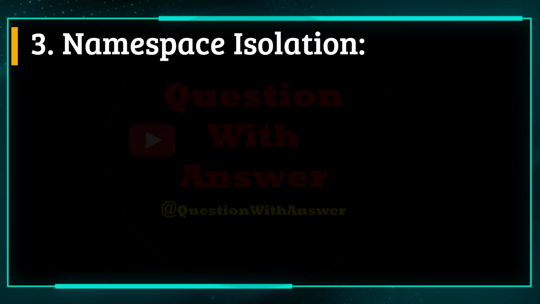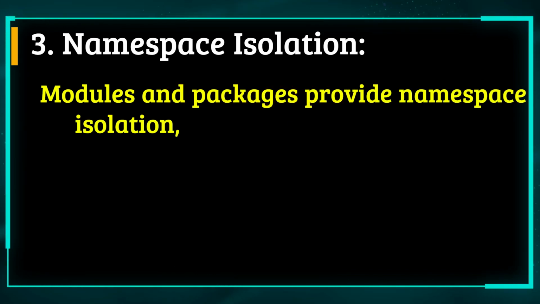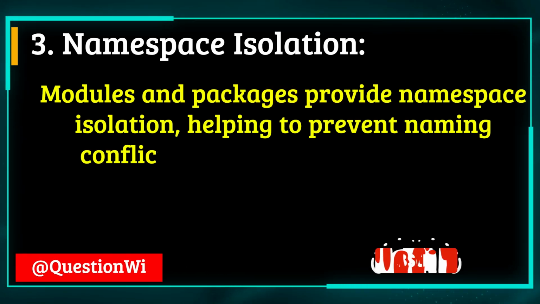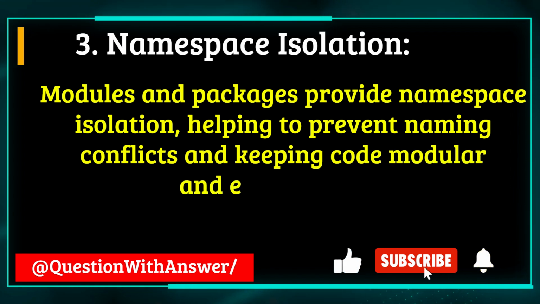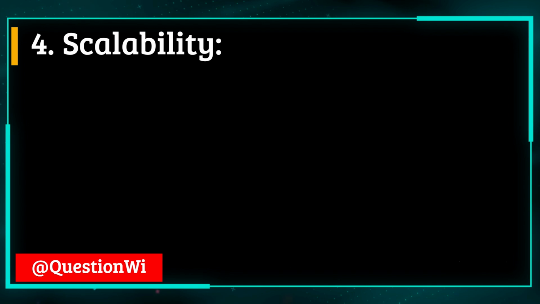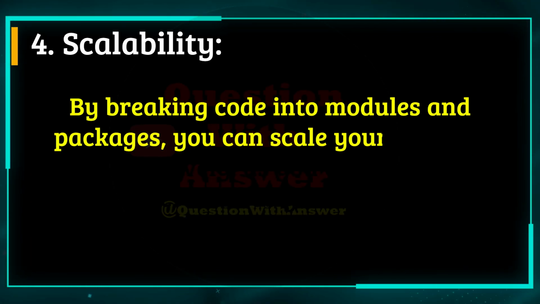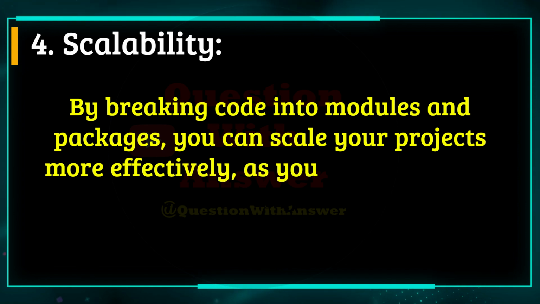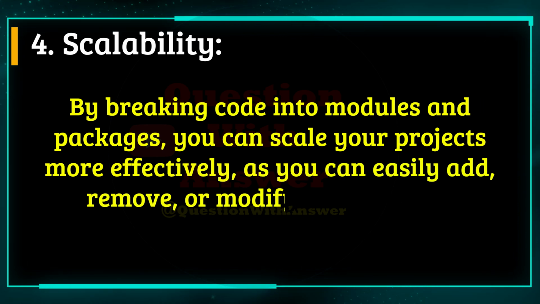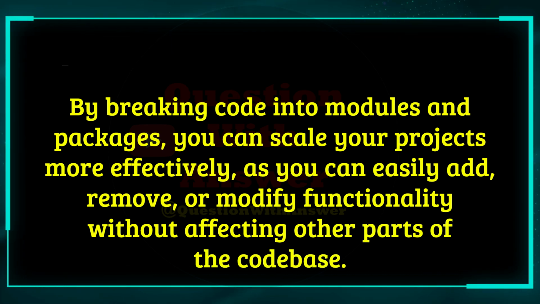3. Namespace isolation. Modules and packages provide namespace isolation, helping to prevent naming conflicts and keeping code modular and encapsulated. 4. Scalability. By breaking code into modules and packages, you can scale your projects more effectively, as you can easily add, remove, or modify functionality without affecting other parts of the codebase.